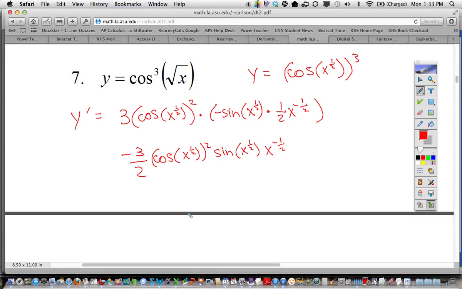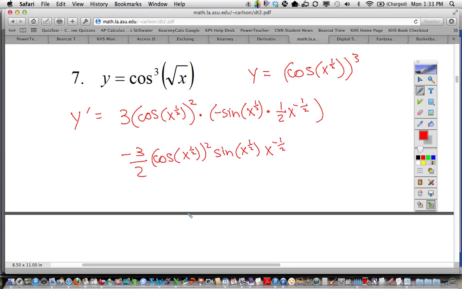Now when you do your outer, you bring the 3 down in front. Then this would be squared. You would leave the cosine root x alone. Then you do the inside, so big parentheses. The derivative of cosine root x is negative sine root x. Leave its inside alone. Tack on then the derivative of its inside, which is 1/2 x to the negative 1/2.